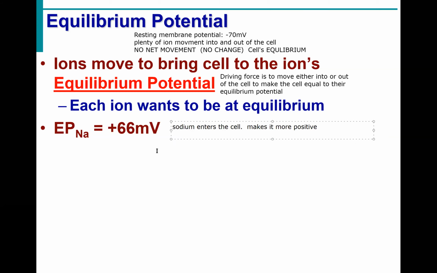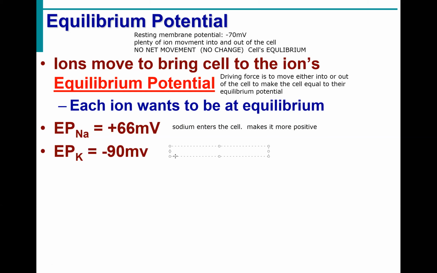Conversely, potassium is negative 90. So when we open a potassium channel, potassium leaves the cell. And when it leaves the cell, that makes the cell more negative because it is trying to get to its equilibrium potential.